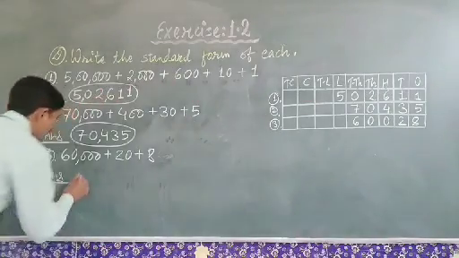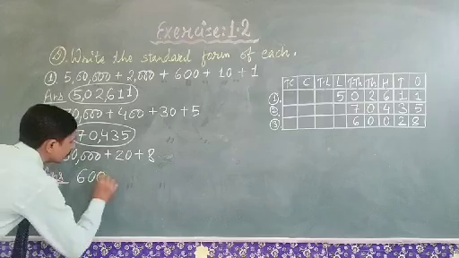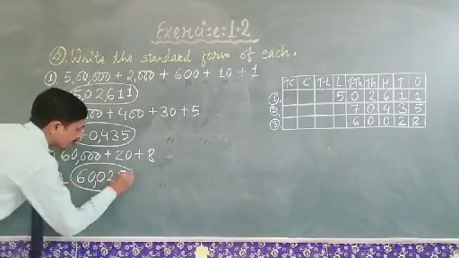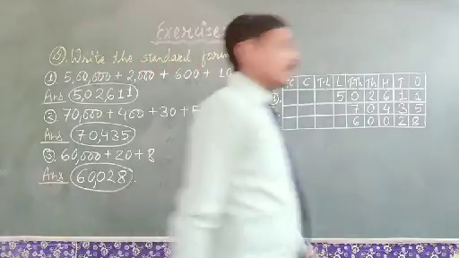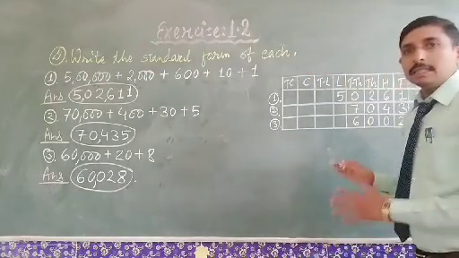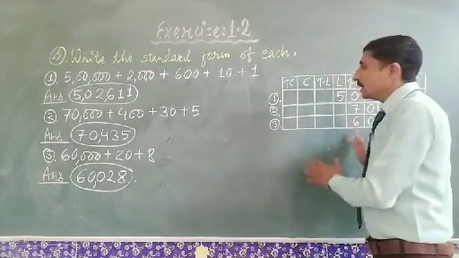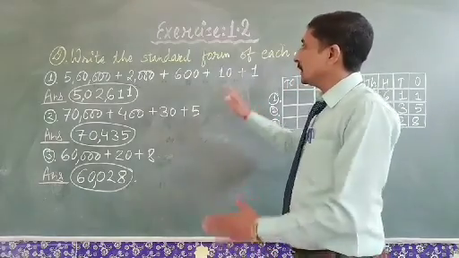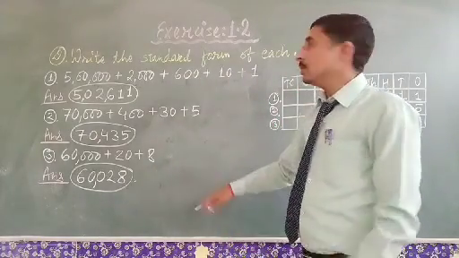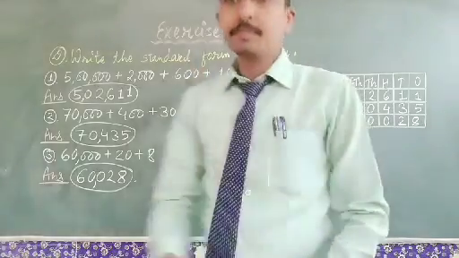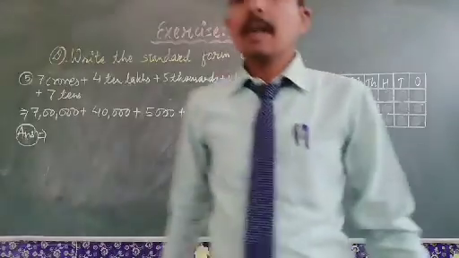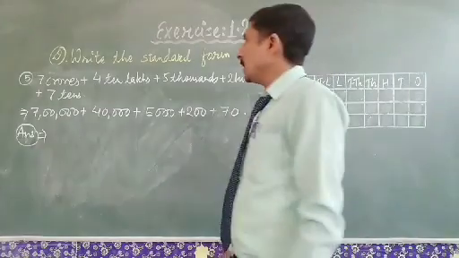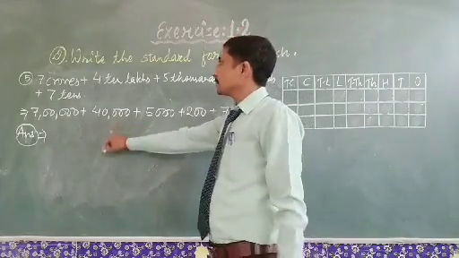So now our answer is 60028, that is 60,028. So in this way, by using the Indian place value system chart, you can easily convert the given expanded form into standard form. Now come to question number 5 of the same.